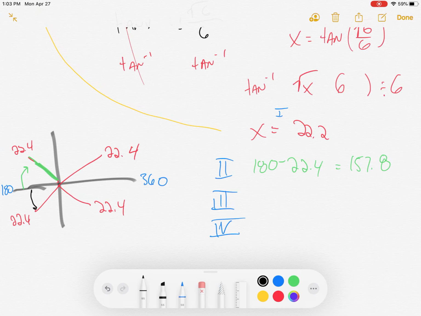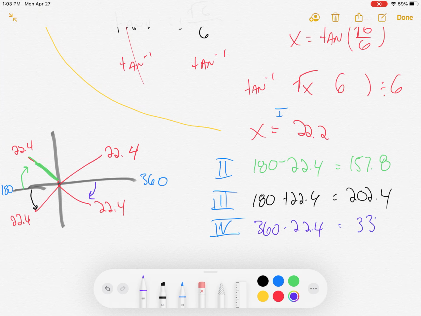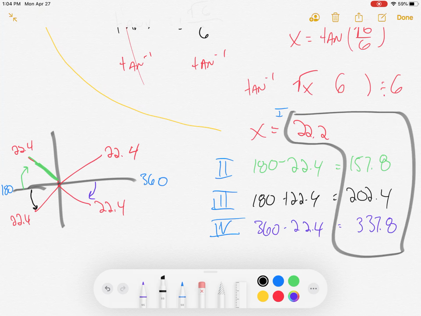In quadrant 3, I move forward 22.4 from 180, so I'm going to do 180 plus 22.4. 180 plus 22.4 should get 202.4. Last but not least, I go from 360, I go backwards, so I'm going to do 360 minus 22.4, and you should get 337.8. So you have 4 answers here, 1 for each quadrant. Your 4 answers are the 4 that I blocked off right there.